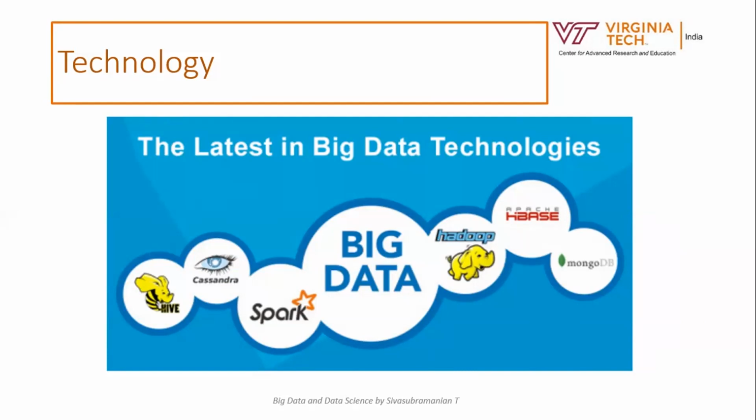Spark is in-memory data processing, which is capable of processing high volumes of data, and Hadoop is a technology which allows even normal conventional commodity hardware and software to participate in big data processing and handling. And you also have HBase, which is a columnar database from Apache, and MongoDB. You would have heard about MongoDB, an unstructured data processing database system.